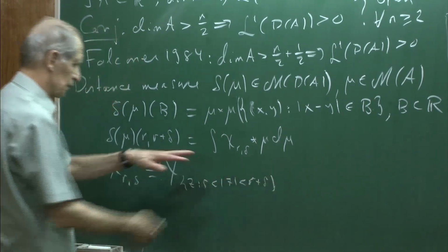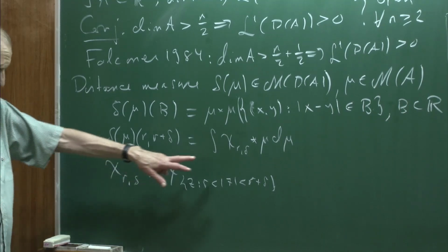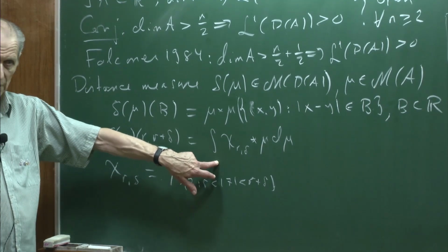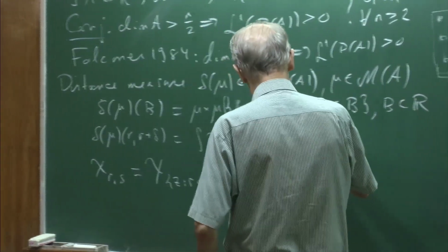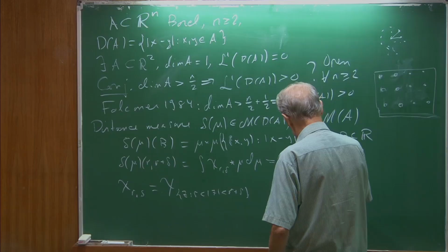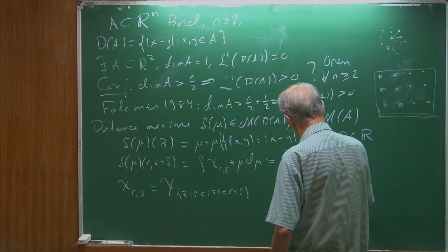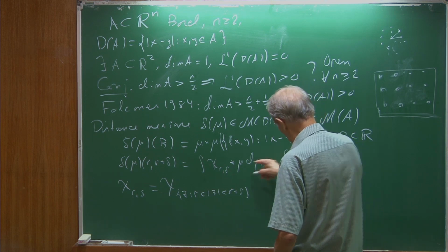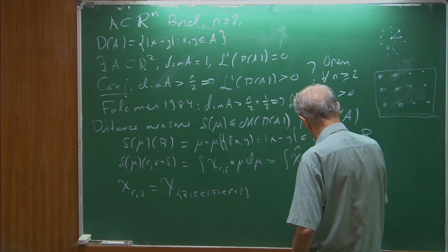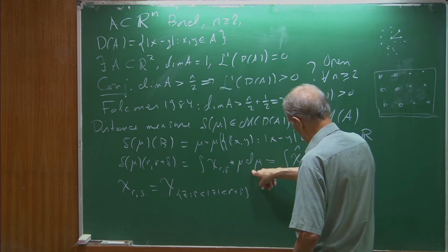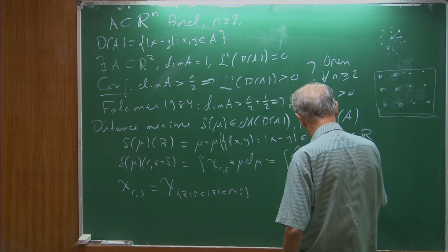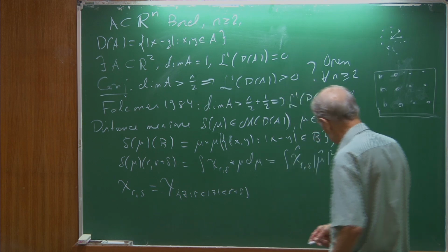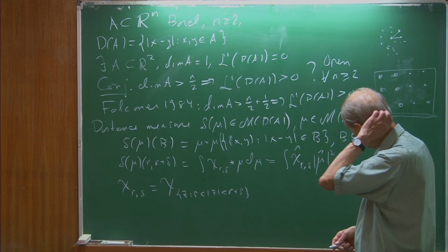So this is immediate from this definition. And then I can use Plancherel here to write this in terms of Fourier transforms. So this is the integral of the Fourier transform of chi R delta and the Fourier transform of mu. And again, from here comes the absolute value of the Fourier transform of mu, so I have the Fourier transform of mu squared, and this is integrated with respect to the Lebesgue measure.